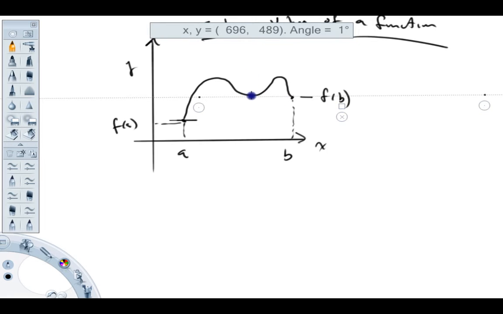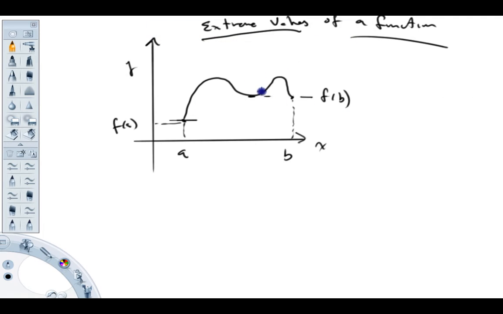This point is an interesting point, and you notice that it's lower than these two regions around it. It's lower than here and here. That point's called a relative minimum. This one is called an absolute minimum because it's the absolute lowest on the graph. This one's called a relative minimum because it's lower than the two points on either side of it.